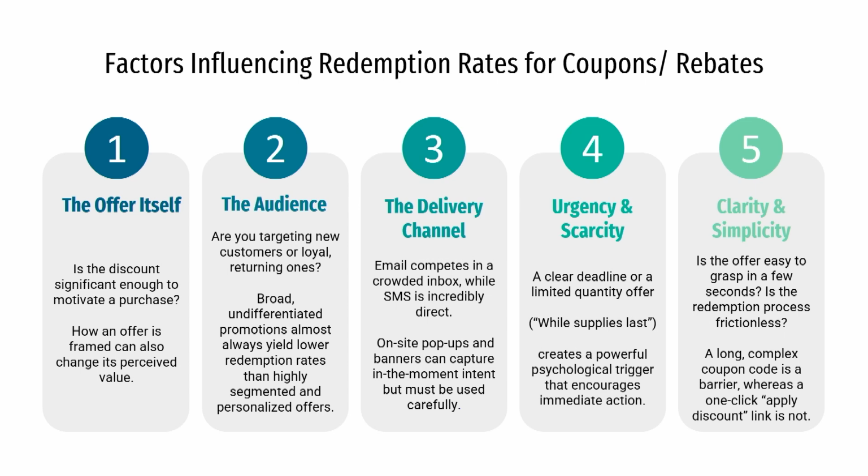Then ultimately, the level of clarity and simplicity also influences the redemption rate. Is the offer easy to grasp in a few seconds? Is the redemption process frictionless? A long complex coupon code is a barrier, whereas a one-click apply discount link is not. For example, whenever I used to book tickets from yatra.com or MakeMyTrip, there was a time when I had to find the coupon code, note it down somewhere, and during checkout put it in manually. So, it took a lot of effort for me.